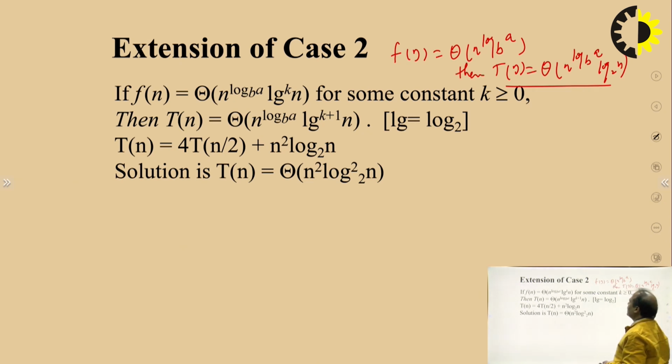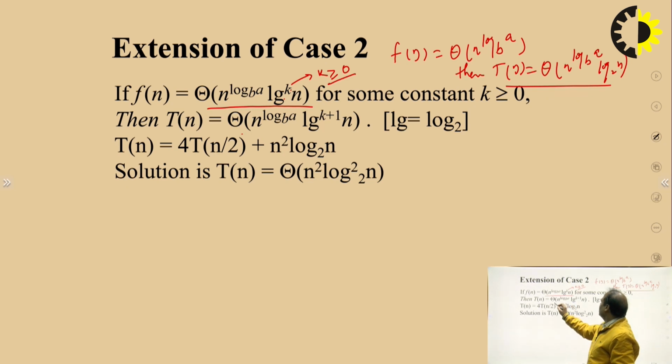But this can be further extended. If F(n) is theta n to the power log a base b times log^k n, where log is base 2, and this k is greater than or equal to 0, if this is the situation, then T(n) will be this value, and whatever k we are choosing, the log power will be incremented to k plus 1.